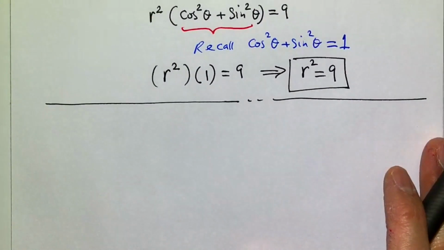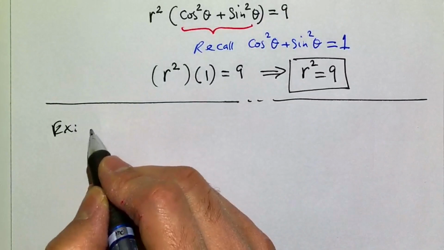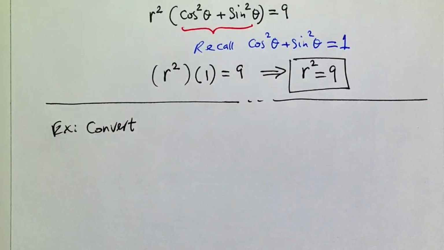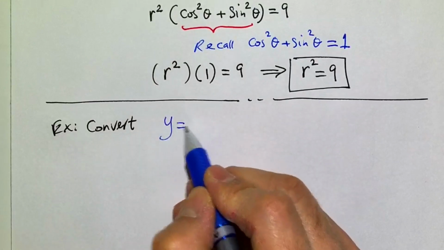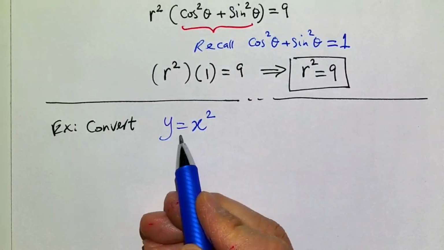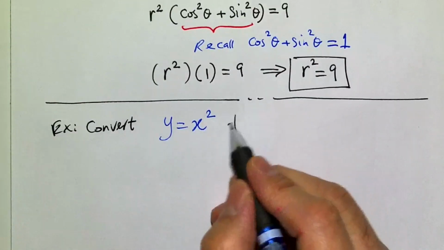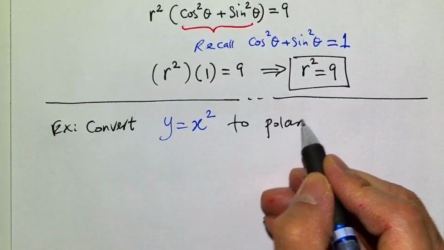So here is another example. We want to convert y equals x squared. This is again in what form? In rectangular form, right? x and y we have. To polar form.